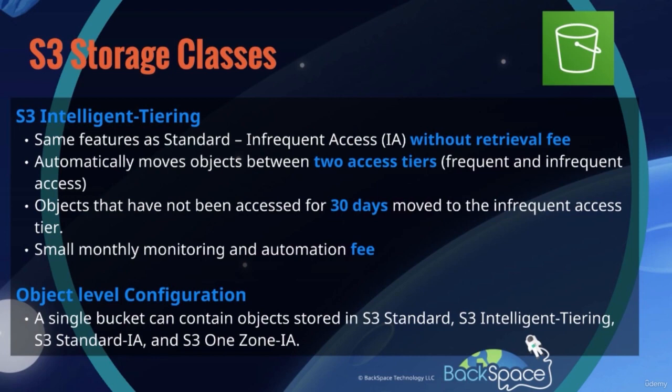By doing that, it's going to save you a little bit of money and offset a lot of that monthly fee as well. Now, one thing to consider here is that these are object level configurations. They're not at the bucket level. So if you've got a single bucket, it can contain different types of objects. You can have an S3 standard object there. You can have something with S3 Intelligent-Tiering. You can mix and match objects within a single bucket.